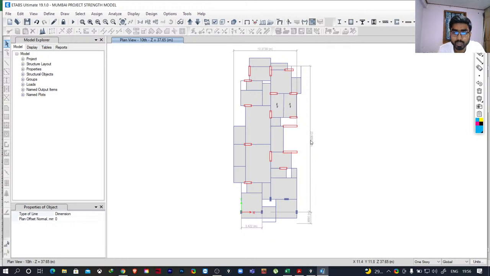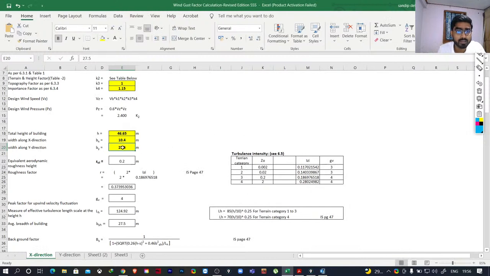Here we have 10 here. Let us consider it as 26 point something, right? Maybe 27.5 it is written actually. This was previously used. Let me keep it 26. Let us just change this value.